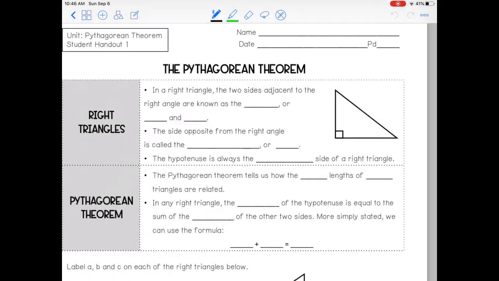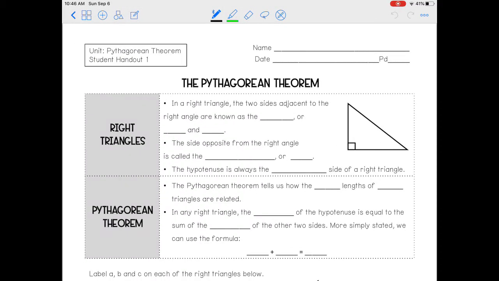So first of all, let's talk about right triangles. In a right triangle, the two sides adjacent to the right angle are known as the legs. Or you can say A and B. So this is A and this can be B or vice versa. The side opposite from the right angle is called the hypotenuse, or C. So this would be C.